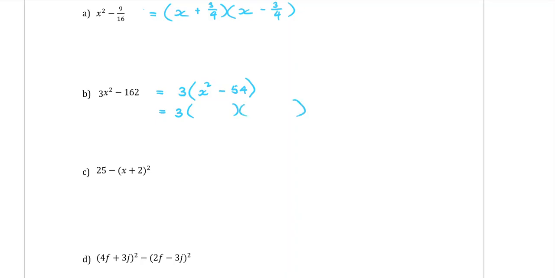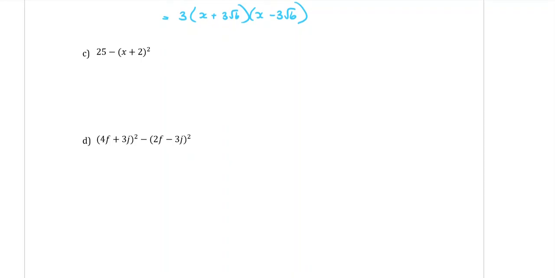The square root of x squared is x and x. Square root of 54, unfortunately, is going to go into surd form. So plus square root of 54, and minus square root of 54. Now to simplify the surd. 54 is the same as 9 times 6. The square root of 9 is 3, so it's 3 root 6 as a simplified surd. So it would be 3 bracket x plus 3 root 6 and x minus 3 root 6.